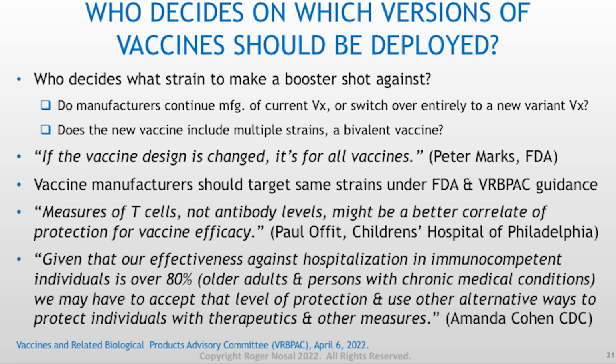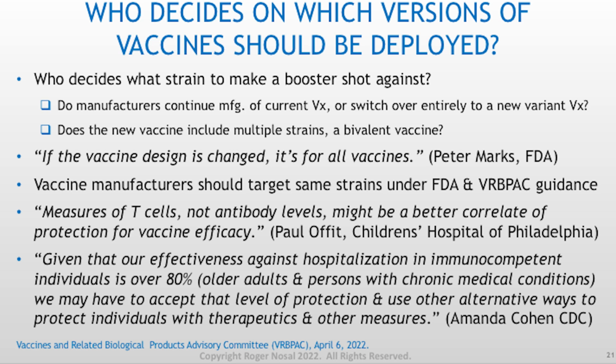This was another quote from him yesterday. And no one disagrees with that, but who's going to make that decision? What's it going to look like? Is Moderna and Pfizer going to get together in a room for their mRNA vaccines and come up with the right constructs? Vaccine manufacturers need to target the same strains under FDA and VRPAC guidance. I don't think anybody disagrees with that, but the guidance hasn't been as clear as we'd like it to be. The decisions have been limited, as Alan pointed out.